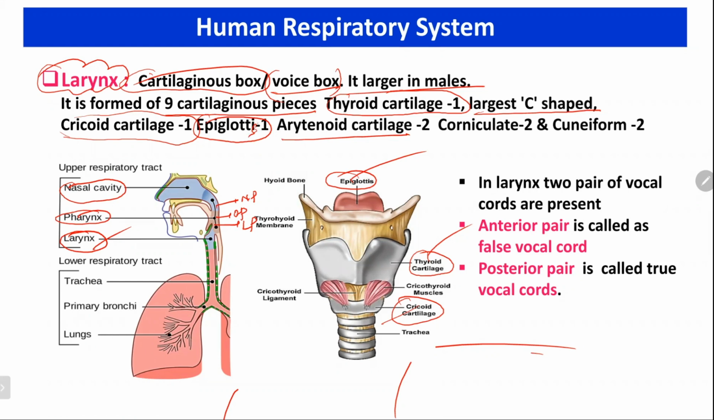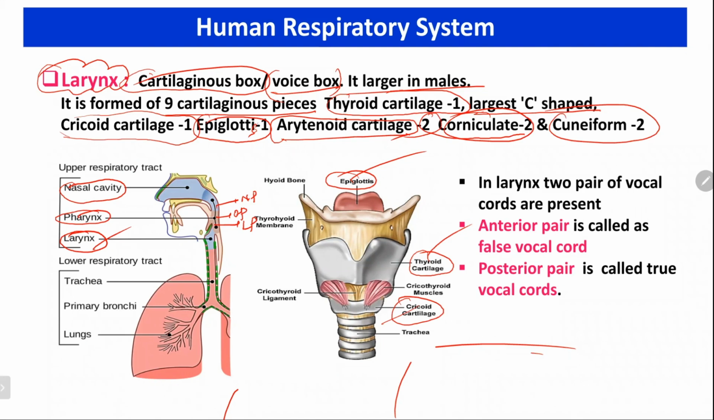Then arytenoid cartilage 2. How many? 2 arytenoid cartilages are there. Important, you need to remember 2 arytenoid cartilages are there. You cannot see them in this diagram. In the next diagram, all will be shown. Next, 2 corniculate cartilages are there. How many? 2 arytenoid cartilages, 2 corniculate cartilages, and 2 cuneiform cartilages.